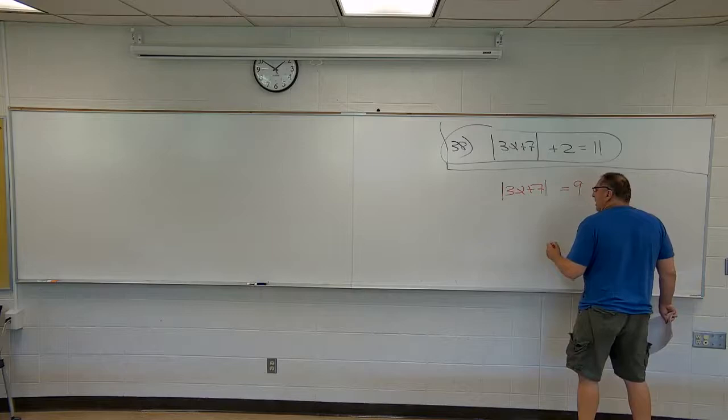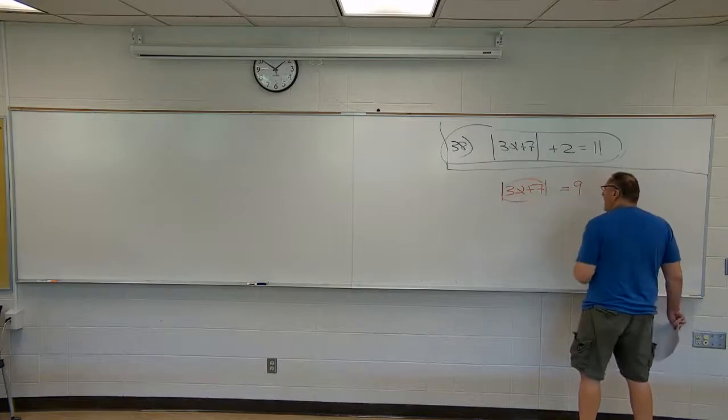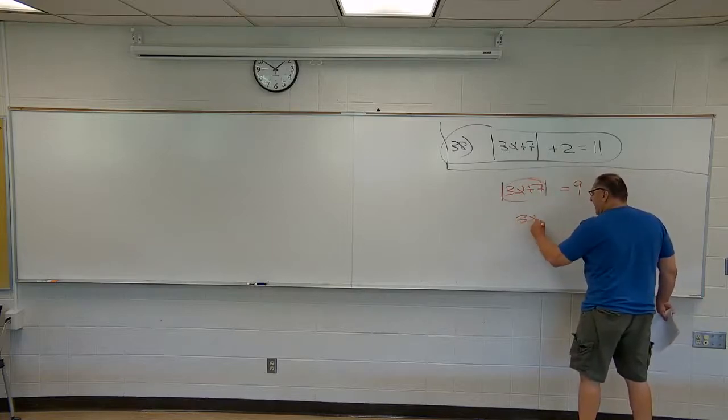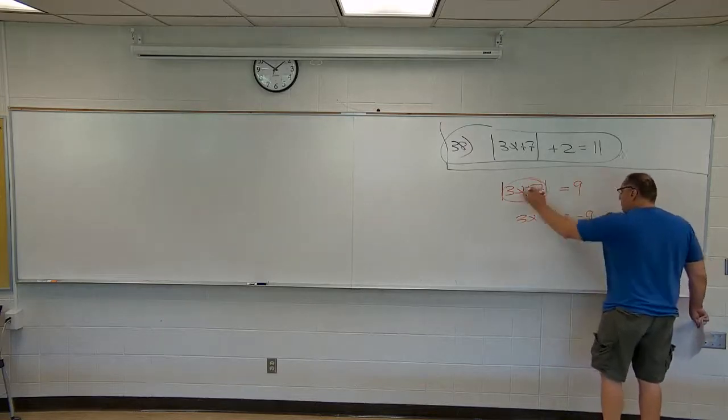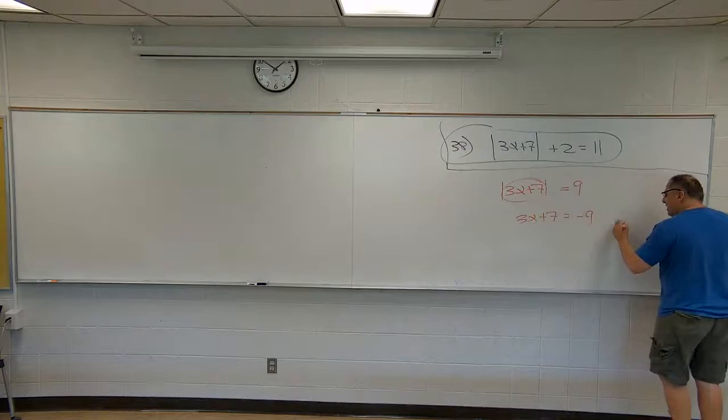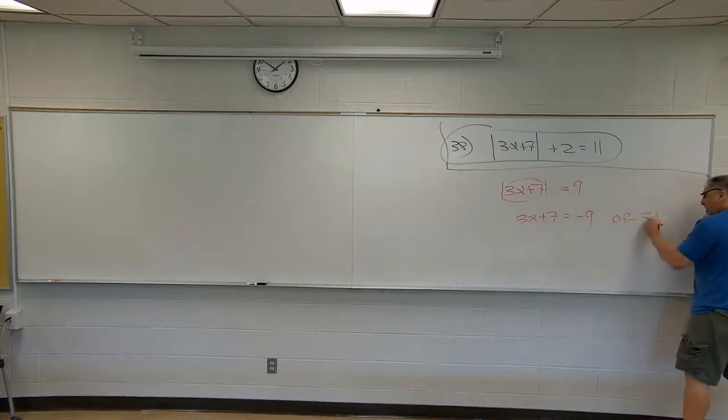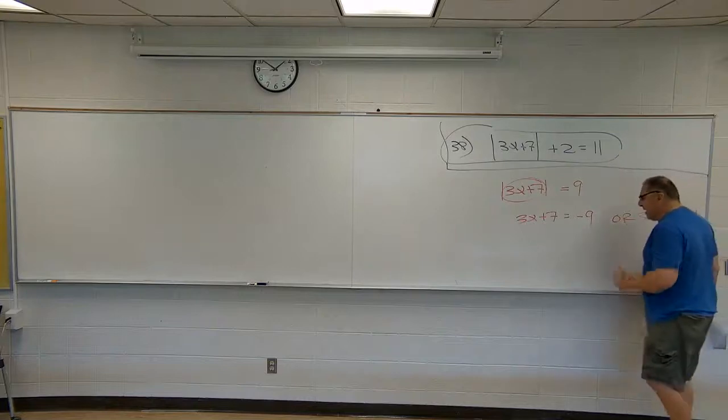You get this. The absolute value of this is equal to that. What does it mean? That means this whole thing could be equal to -9, because the absolute value of -9 would be 9. Or this thing right here could be equal to +9. The absolute value of 9 is 9.